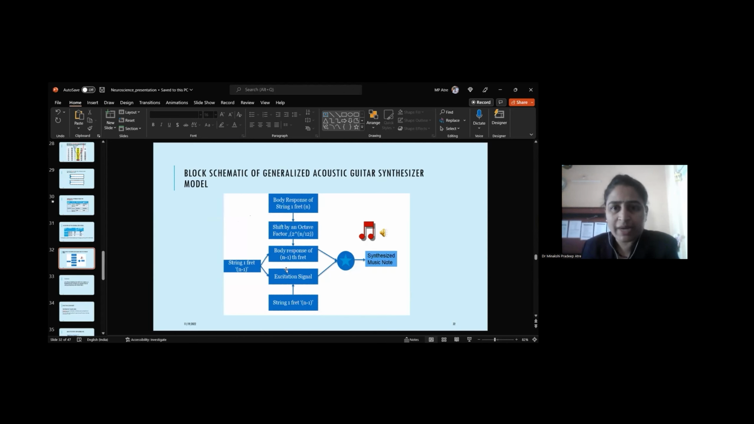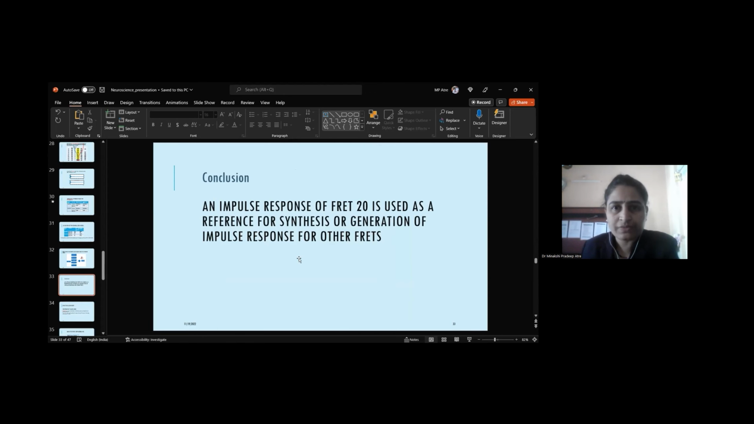And this is the block schematic again, the patented work that we have done. This is the synthesized music note, which is generated by using a single body response. And the conclusion is that the impulse response of fret 20 is used as the reference for synthesis or generation of impulse responses for other frets. As I told you, I'm using only a single impulse response. I'm not storing all the impulse responses. This fret 20 impulse response is going to help me generate all the music notes.